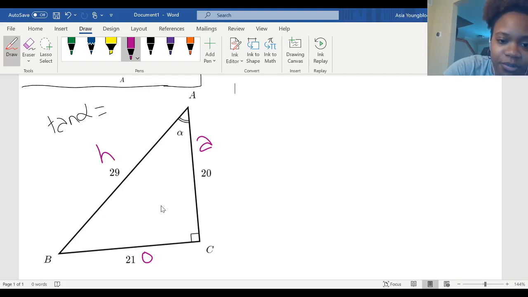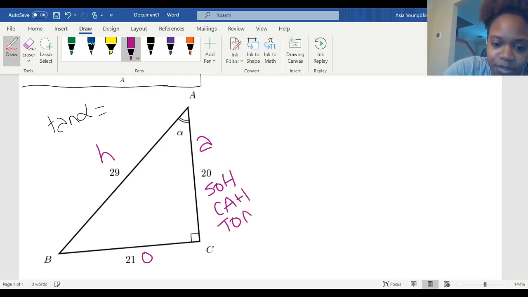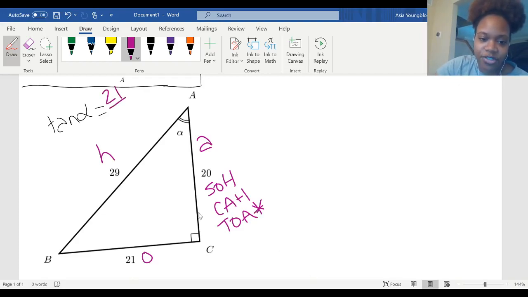So again, we're going to use SOH CAH TOA. Because we're finding the tangent, we're looking at this part, TOA. The next letter is O for opposite, so we're going to put 21. And the last letter is A for adjacent, 20. So the tangent of alpha is 21 over 20.